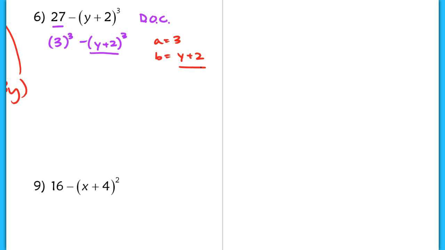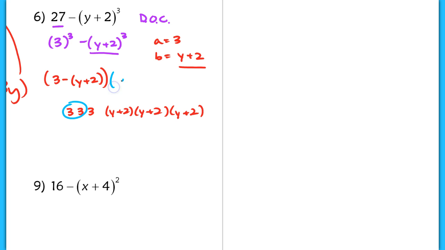You're still going to have one factor that's a minus b. So we take 3 and subtract the b term, which is y plus 2 in this case. And then we're going to write out a, so that would be 3, 3, 3. And our b term, y plus 2, and y plus 2. Now from here it's going to be a little bit different, but still the same in the sense that we're going to group 2 together. So we've got the first term would be 9.